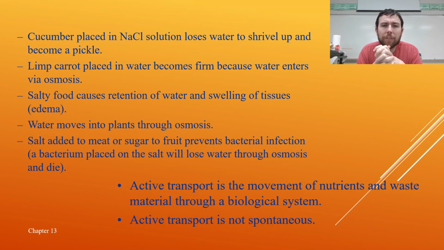And then thinking of active transport. Active transport is the movement of nutrients and waste material through a biological system. However, keep in mind, active transport is not spontaneous. Energy has to be provided to the system in order for active transport to take place. So these are all other examples of osmotic pressure playing out. So I hope that makes sense to you guys.